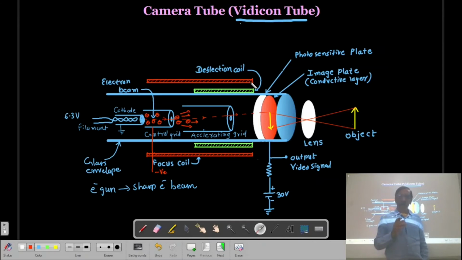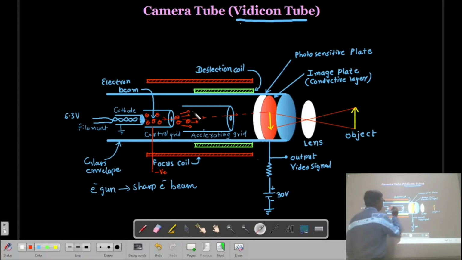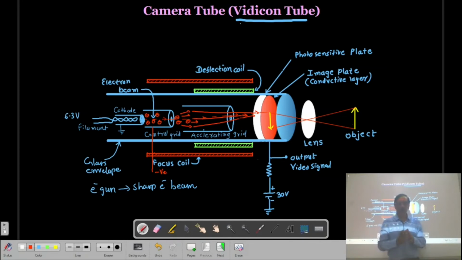deviated. So the focus coil is designed in such a way that the force on the electron will be in this direction here. This electron is going to be moved like this and it is going to produce a sharp electron beam. So whatever scattered electrons are there, when they pass through a focus coil, it will work as a kind of electromagnetic lens.